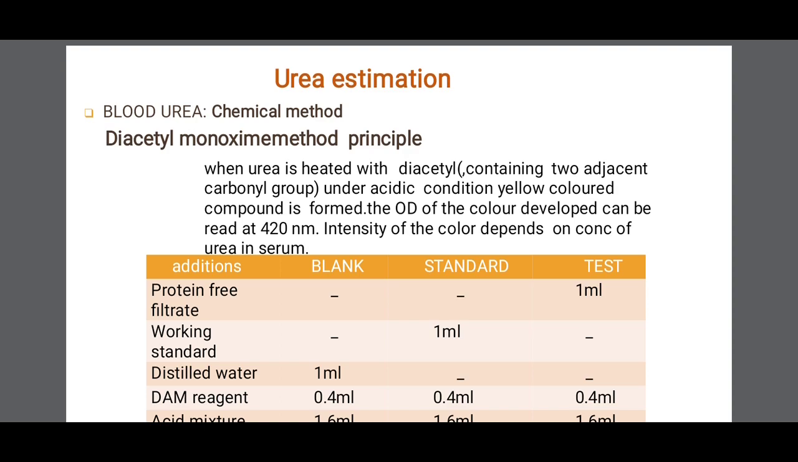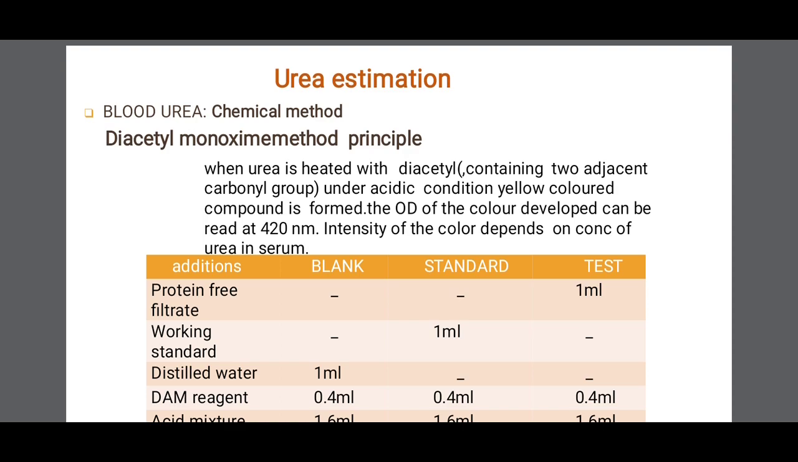Next we'll come to the estimation of urea. Blood urea is estimated by a chemical method, the DAM method, that is the diacetyl monoxime method, and also by an enzymatic method. First we'll see the chemical method. When urea is heated with diacetyl containing 2 adjacent carbonyl groups under acidic conditions, a yellow colored compound is formed. The OD of the color developed can be read at 420 nanometers. The intensity of the color depends on the concentration of urea in the serum. This is the principle.